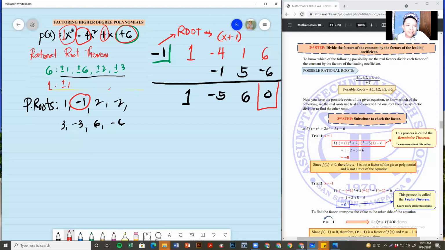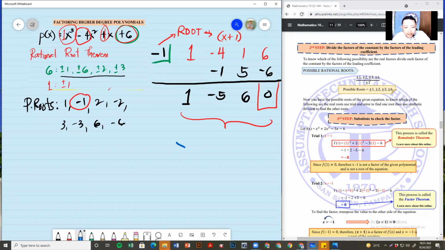Good. Now, just like what I told you, some of you get tired of substituting all the possible roots because there are so many. The best way to solve or simplify this process is by using synthetic division. Take note of this. Now, from x cubed, we already removed 1, so it's already x squared.